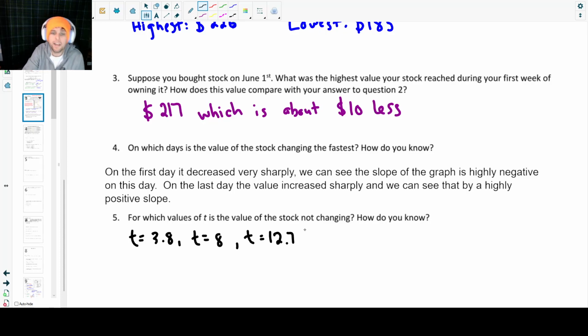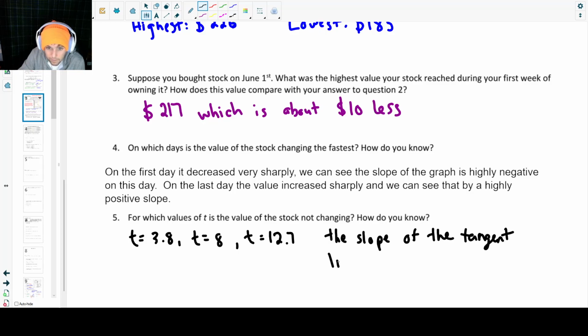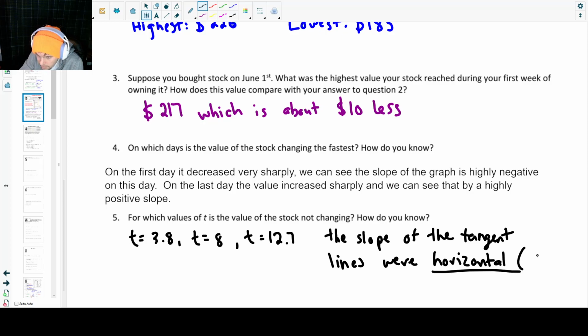Again, I'm approximating, and the way we saw that is that the slope of the tangent lines were horizontal. That is indicating no change, or that it's instantaneously not changing, right? Remember, that's 0. The slope value would be 0. Alrighty, let's go ahead and take a look at some of our more formal ideas here.